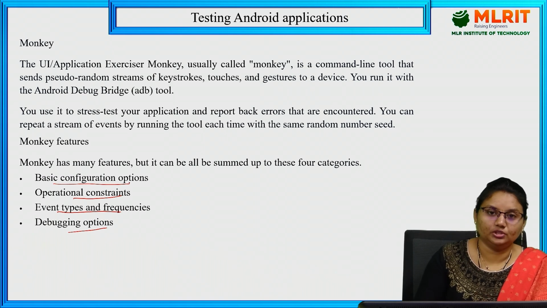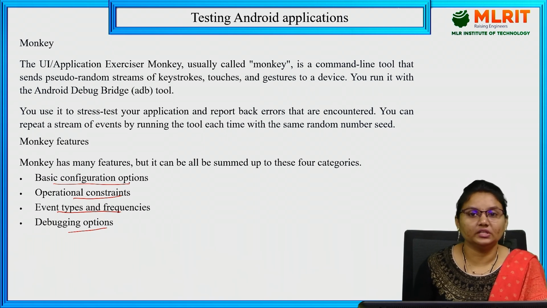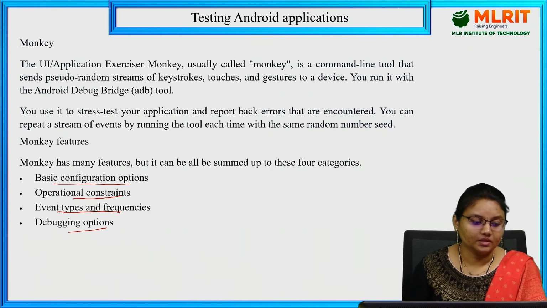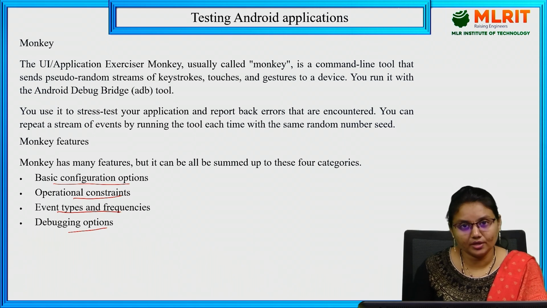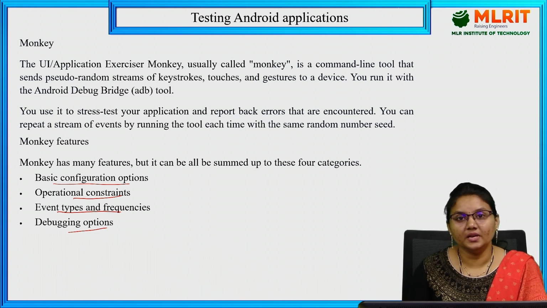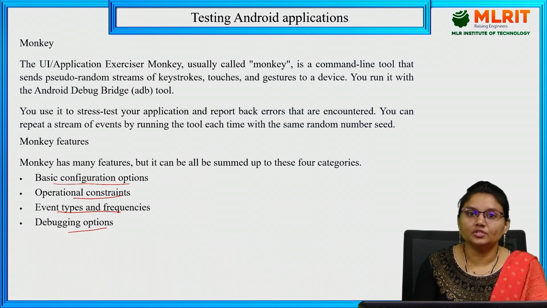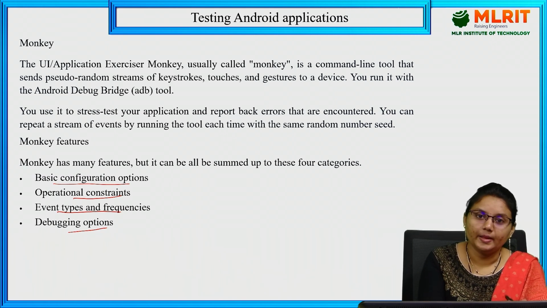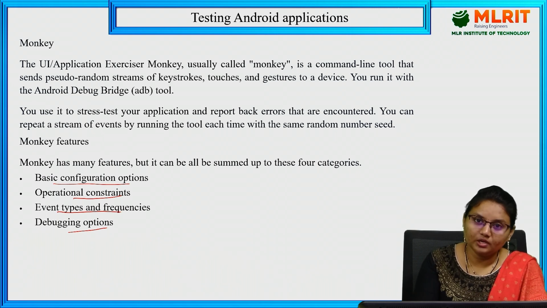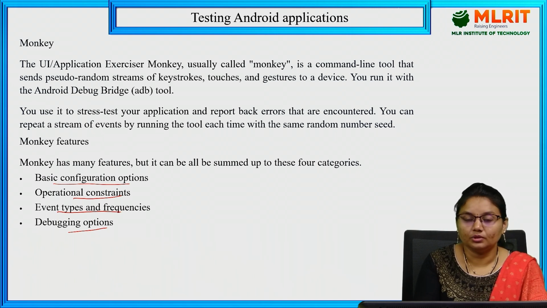Basic configuration options means what is the configuration that is being done in the manifest file or in the Gradle build script. What are the API levels you are using to deploy your application, and if you are using an emulator, whether your emulator version is matching with your API levels or not. If it is below the API level, it won't work. So those configurations should be done. So basic configuration options will be checked by the monkey.